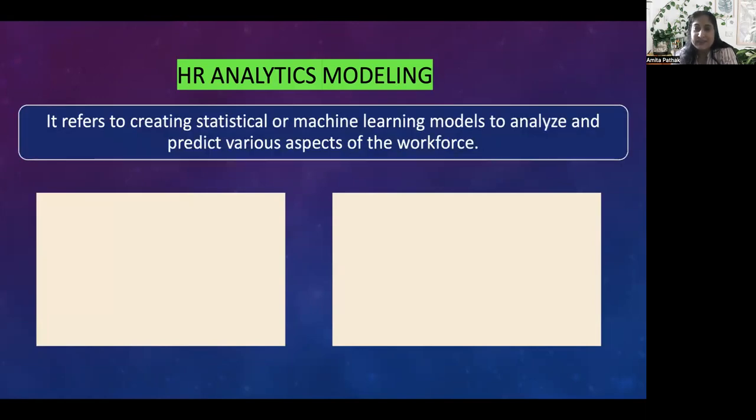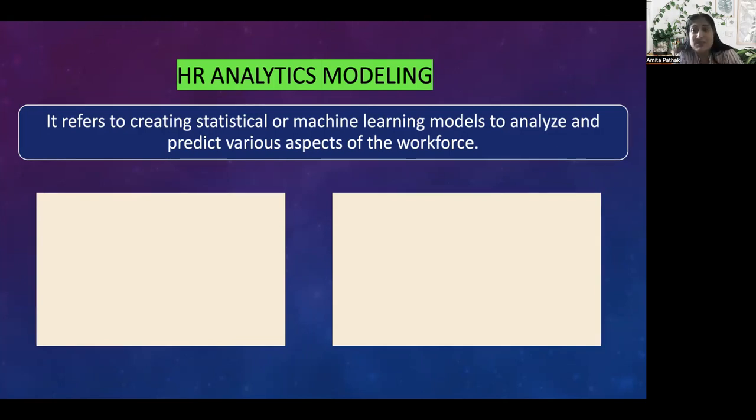The same thing applies here. It refers to creating statistical or machine learning models to analyze and predict various aspects of the workforce. Here we are creating certain models or statistical learning tools so that we may analyze and predict various aspects of the workforce. If I have to work on training and development, I will create a training and development model. If it is performance based, I have to create a performance management model. If it is compensation based, I have to create a compensation model. If it is employee relations based, I have to work on an employee relations model.